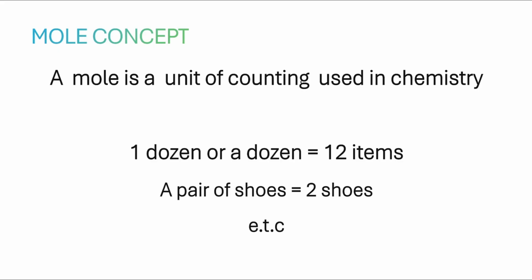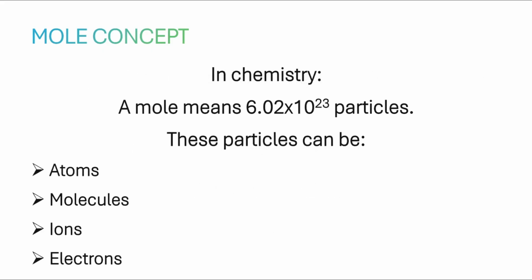Alright, so in chemistry, instead of saying a dozen, we say 1 mole. But it doesn't mean that 1 mole is equal to 12 items in chemistry. So then what is 1 mole equivalent to in chemistry? 1 mole is made up of 6.02 times 10 to the power 23 particles, which we all know as Avogadro's constant or number. These particles can either be atoms, molecules, ions, as well as electrons.